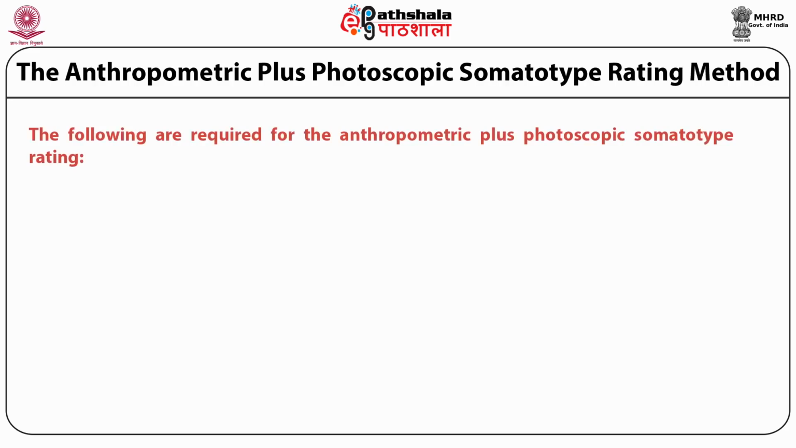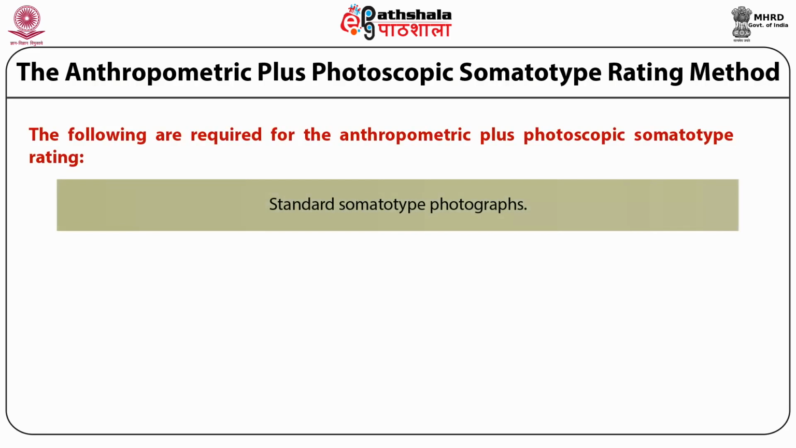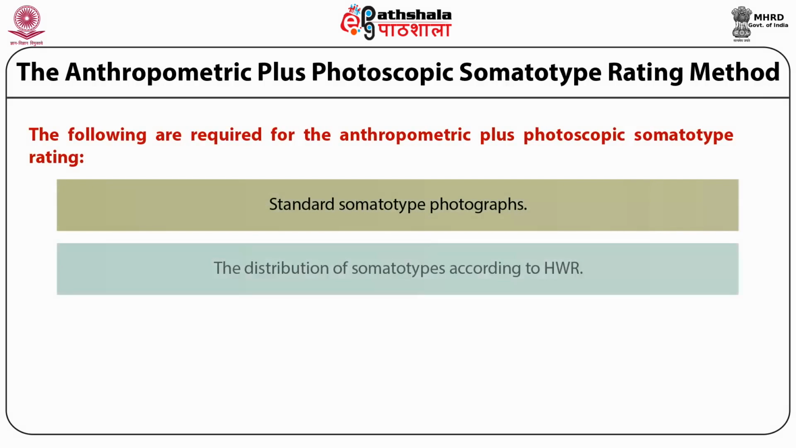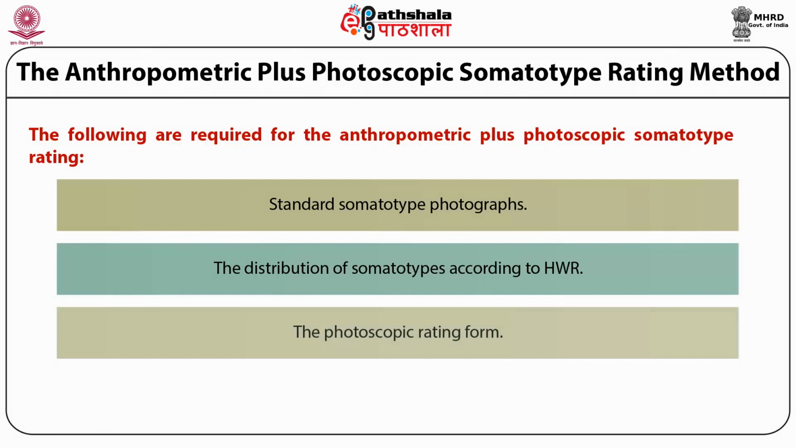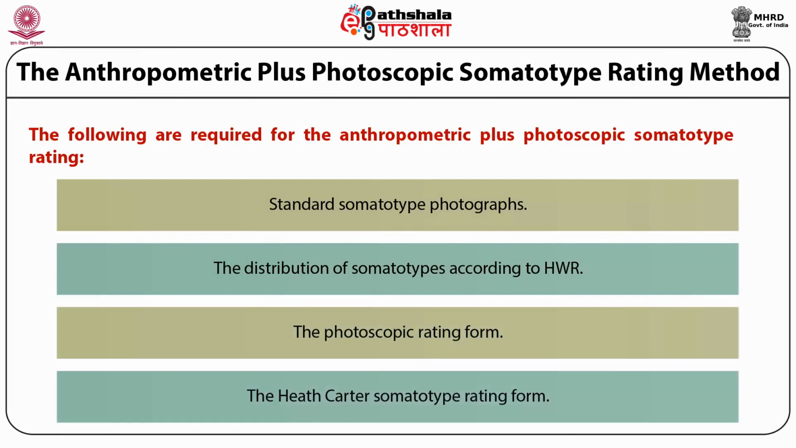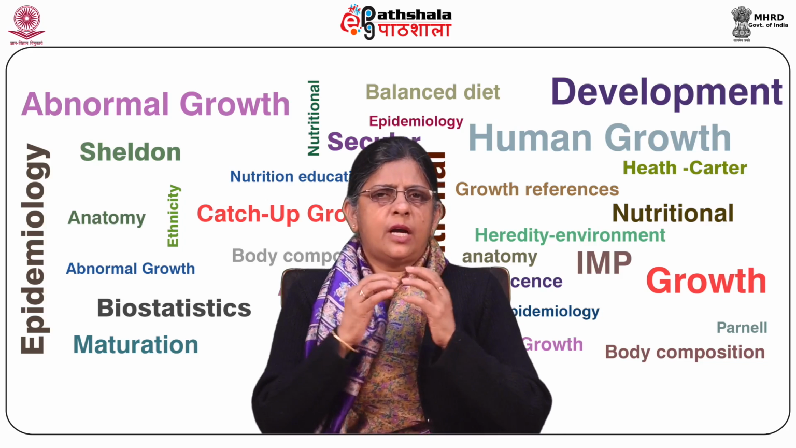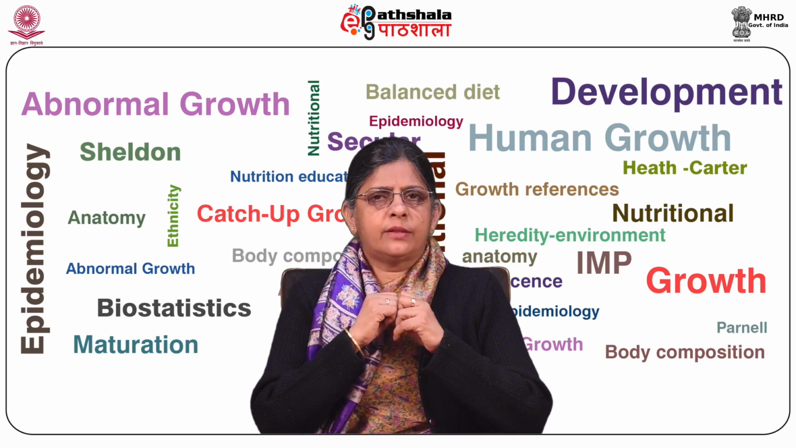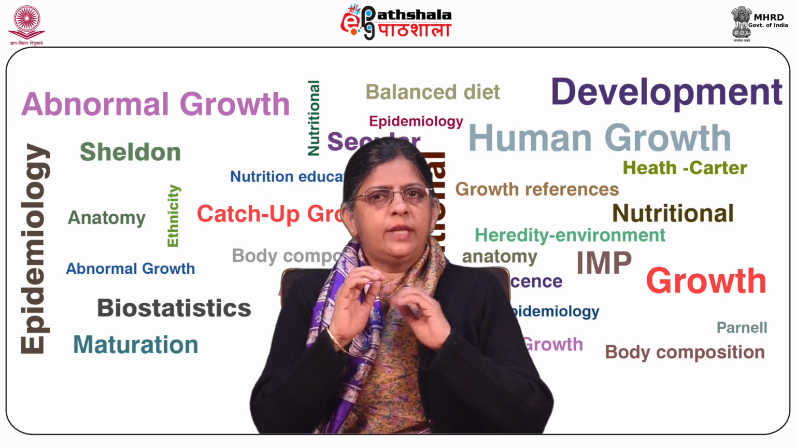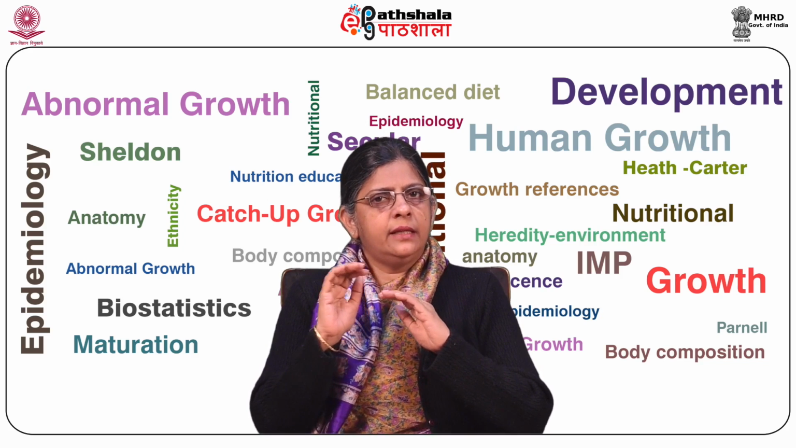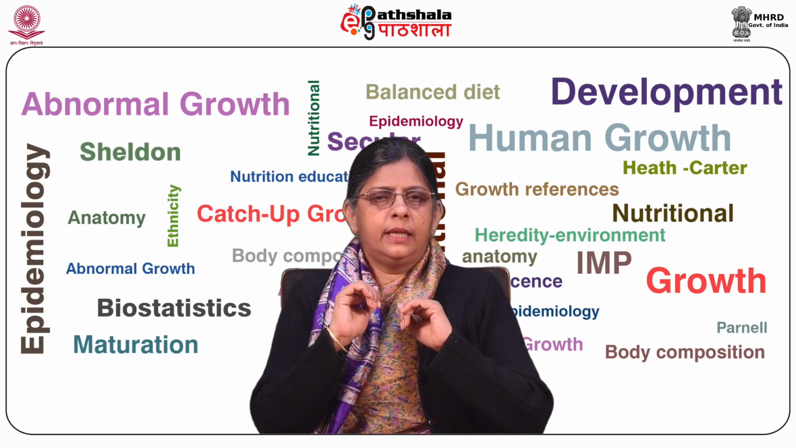The anthropometric plus photoscopic somatotype rating method. In this, the following are required: the standard somatotype photograph, the distribution of somatotypes according to HWR, the photoscopic rating forms, and the Heath-Carter somatotype rating form. Now, what are the steps? How do we actually assign a somatotype rating? The following steps are followed in assigning a somatotype rating.